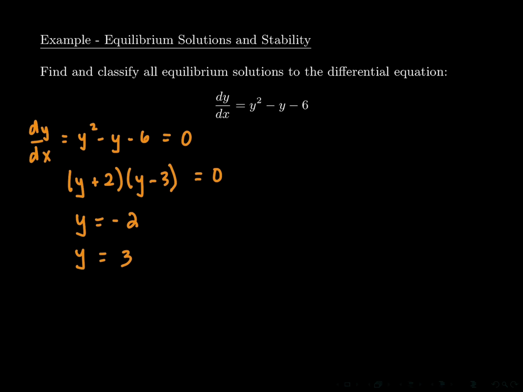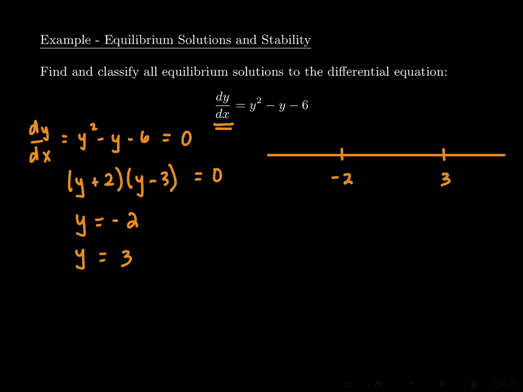So now what we do is we turn to that phase line. And we want to put on that phase line negative 2 and 3. So then what we do is we look around these points and we determine what the sign is for the derivative around these points, these solutions, right? Negative 2 and 3 are both equilibrium solutions. It's just a question of, are they stable or unstable equilibrium solutions?